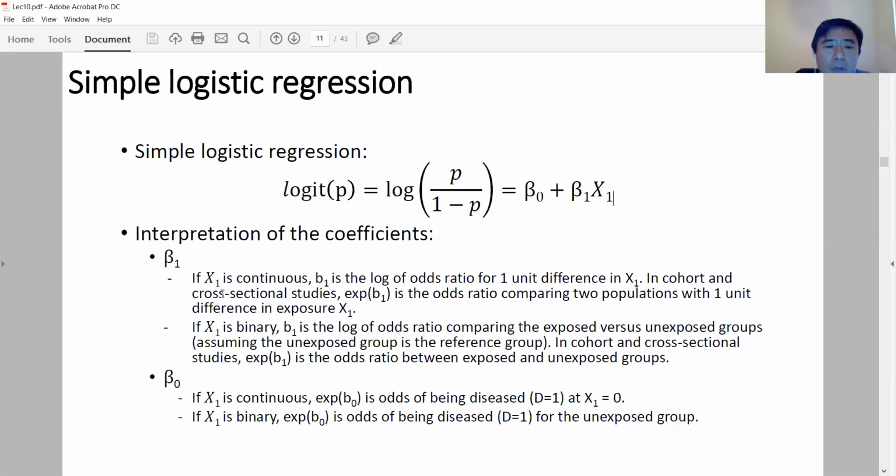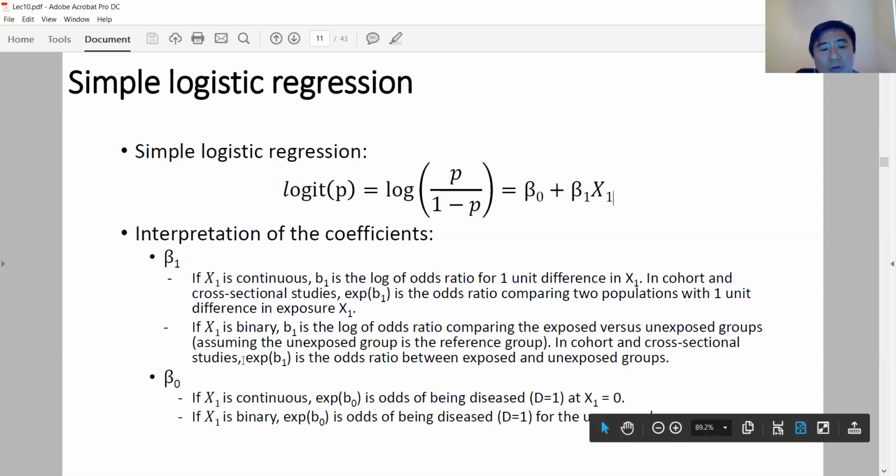So in the cohort or cross-sectional study, the exponential of the beta 1, because B1 itself is a log of the odds ratio, if you do exponential, it cancels the log. So this is going to be an odds ratio comparing two populations with 1 unit difference in exposure x1. And if x1 is binary, B1 is the log of odds ratio comparing exposed group versus unexposed group. Which means the exponential of your B1 is the odds ratio between the exposure and non-exposure group. And that's the interpretation of the beta 1, so that's the main effect.